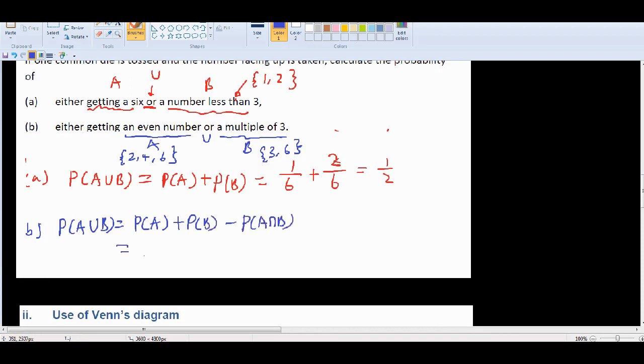Okay, probability of A, that's 3 of them, 3 over 6. Probability of B, that's 2 of them, 2 over 6. Take away the intersection, which is 1 over 6. Okay, so that's 4 over 6, 2 over 3.